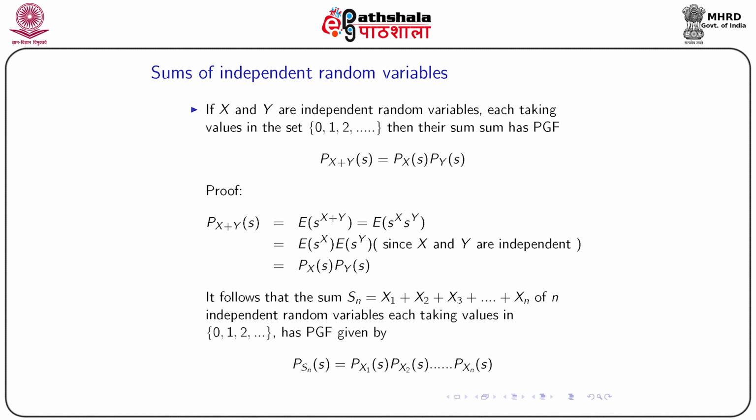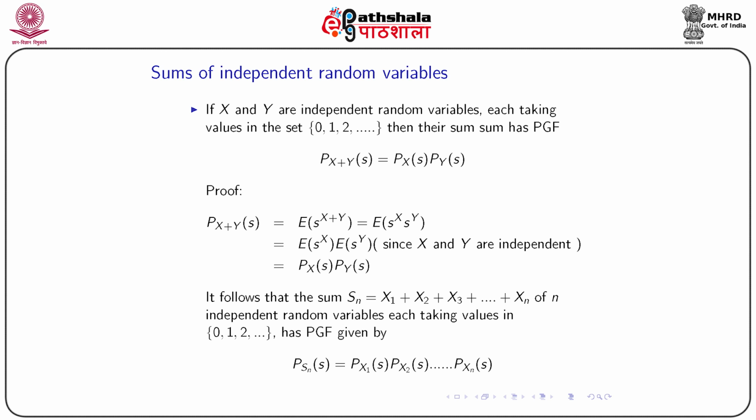So by definition, P_{X+Y}(s) is nothing but the expected value of s to the power X plus Y, and we can write it in this way: expected value of s to the power X and s to the power Y. Now since X and Y are independent, we can write this expected value of s^X s^Y as the expected value of s^X times the expected value of s^Y. That's why the assumption of independence is so crucial. And this is nothing but P_X(s) and P_Y(s). So the PGF of the sum of 2 random variables is nothing but the product of their individual PGFs.